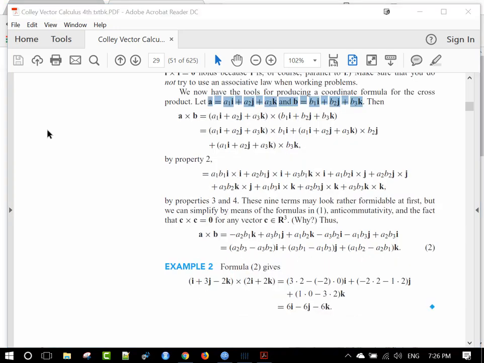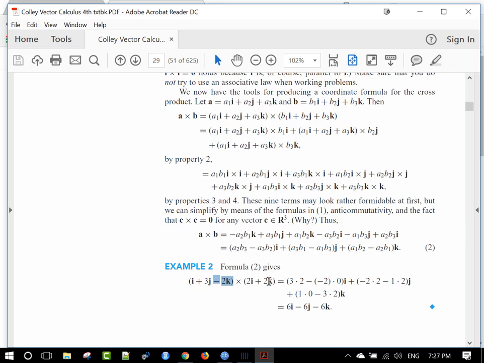So we can try this out. Suppose we have this cross this. So we see that we're going to take A2, which is 3. What was it? A2B3. So you have to take cross Bijk. So that's this. So that's 3 times 2 minus A3, which is negative 2, times Ijk.